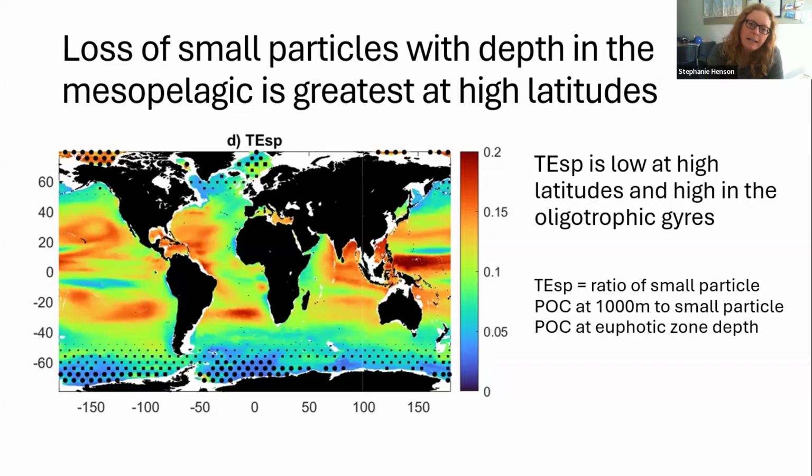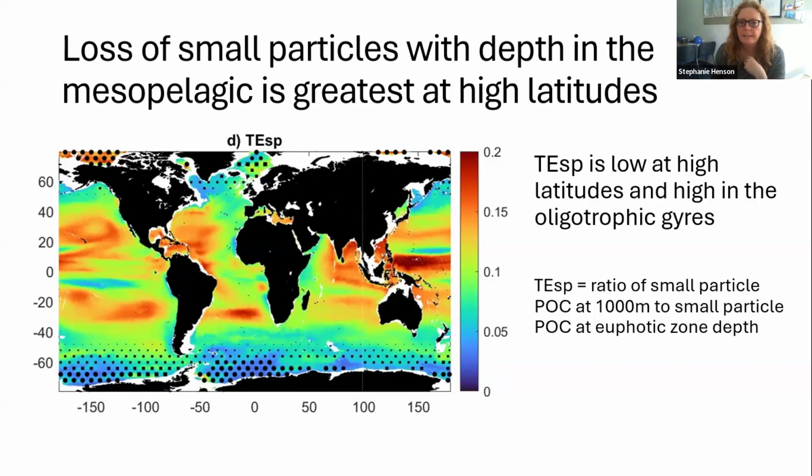That means that at high latitudes, there are greater quantities of small particle POC being exported than at low latitudes, which makes sense. But a greater proportion of those small particles are potentially being lost in the mesopelagic at high latitudes than at low latitudes, which wasn't the pattern I was expecting, actually. So it's intriguing. So we can dig a bit more into it.